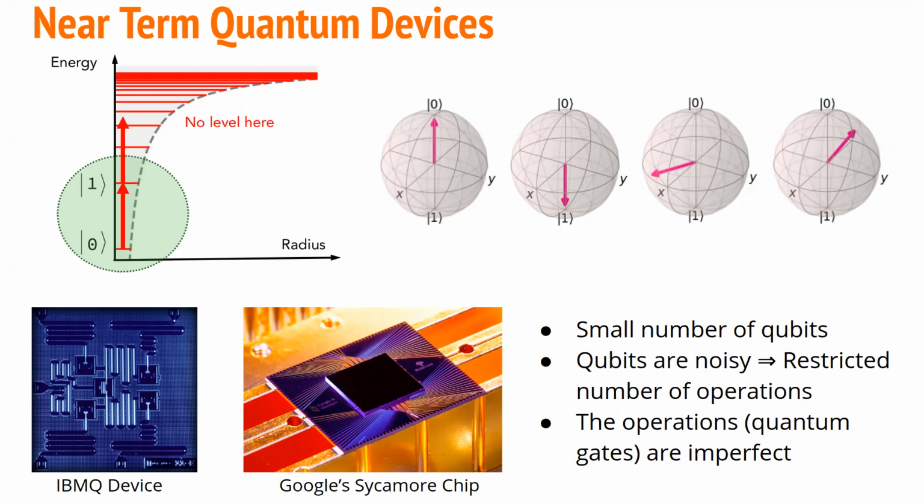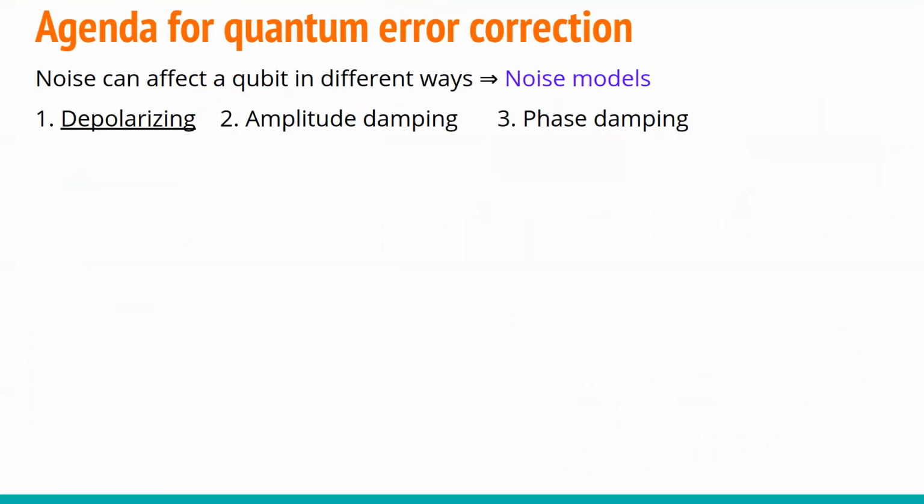These qubits are noisy. That means you cannot apply a large number of operations on them, because if you do that, the error tends to dominate. And even these operations, called the quantum gates, are imperfect as well. Therefore, error correction is necessary.